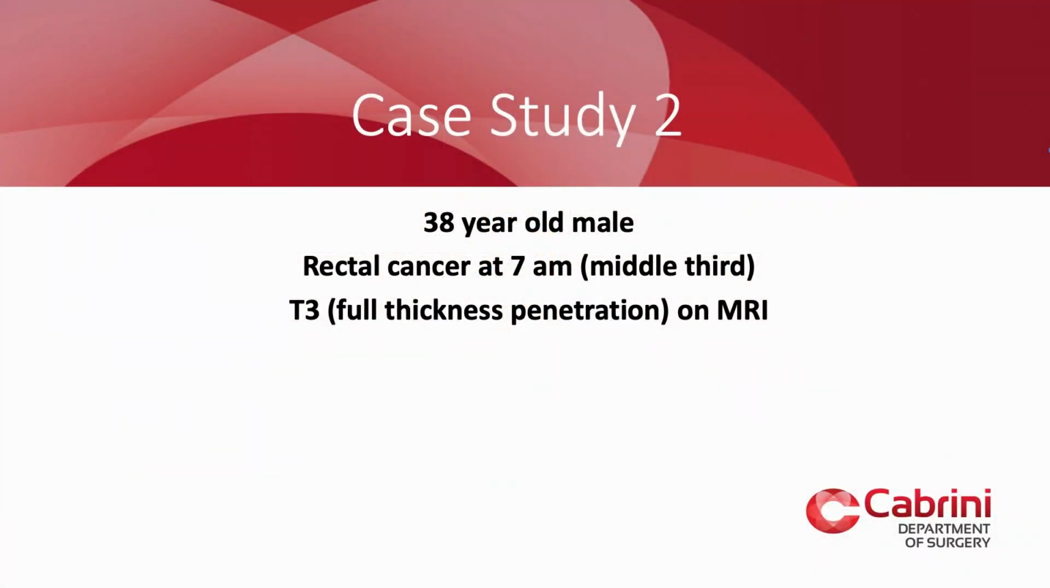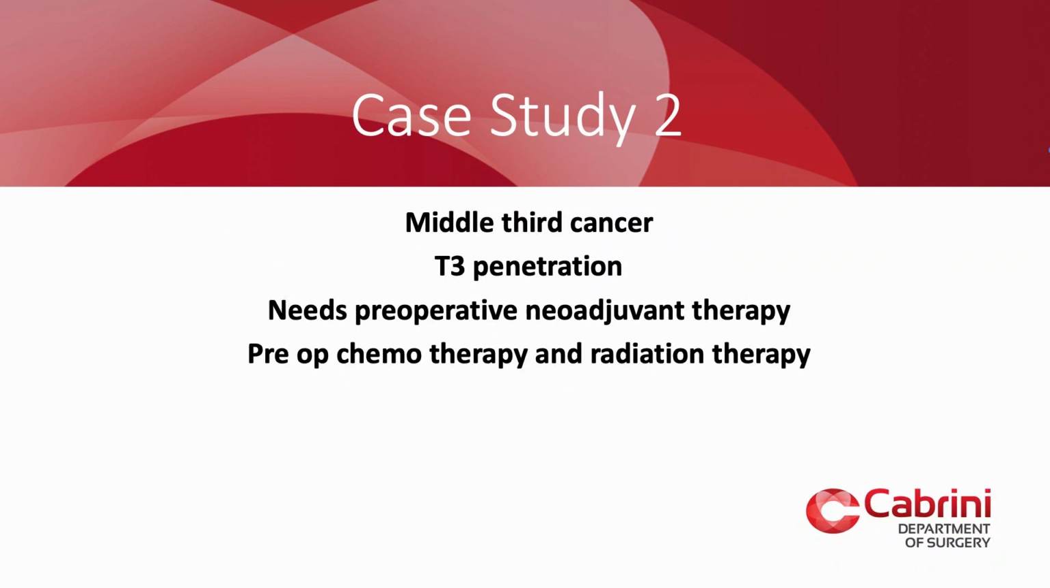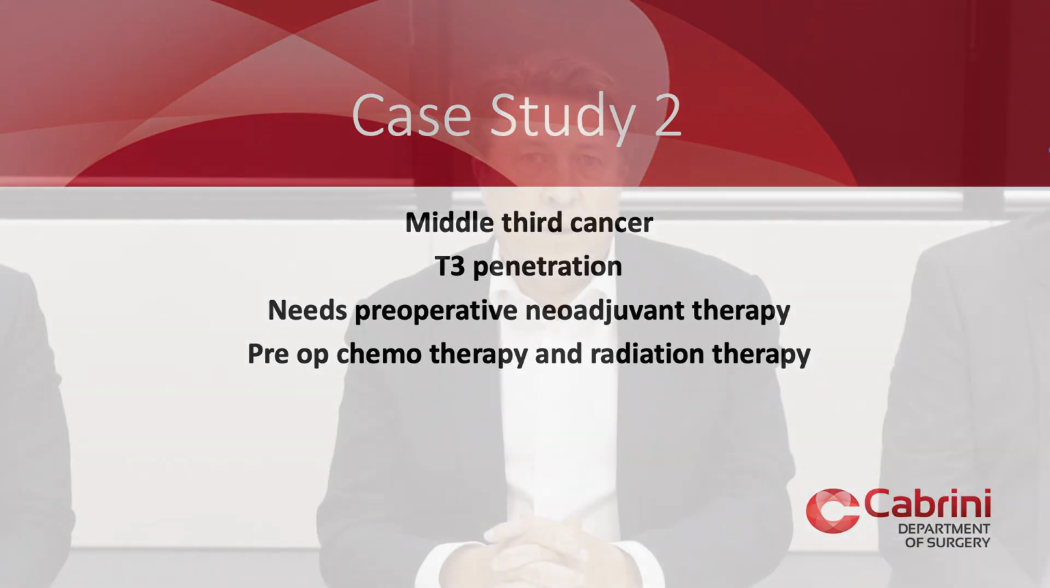The next case involves a 38-year-old male with a cancer at 7 centimetres from the anal verge with T3 penetration on MRI. Gary, tell me about your involvement in this case. This is the classic case where neoadjuvant treatment needs to be used. So neoadjuvant treatment basically means treatment prior to surgery, and it is a combination of radiation therapy and chemotherapy.